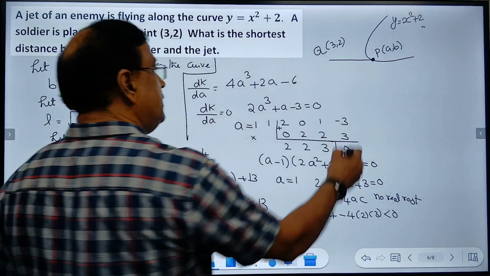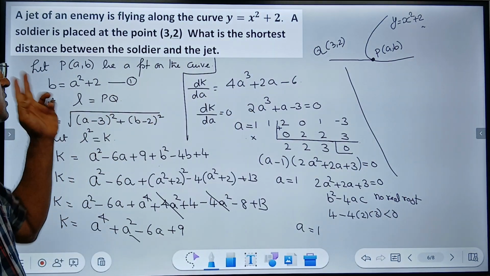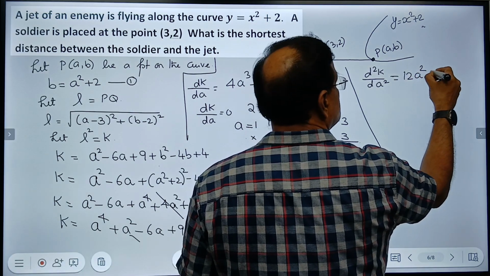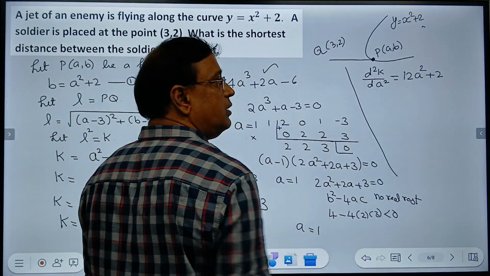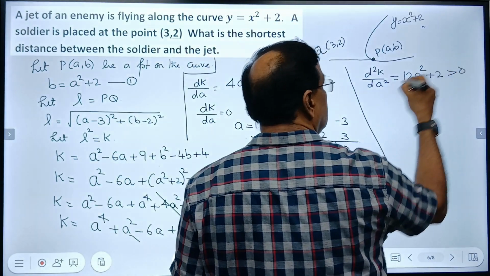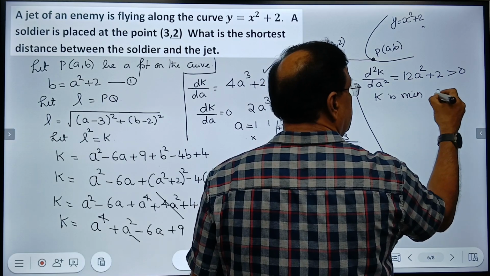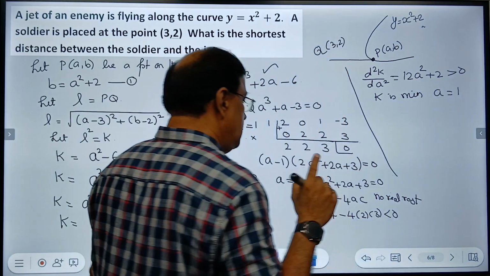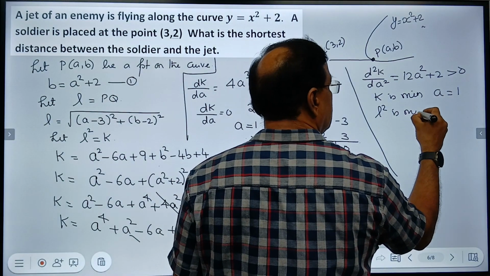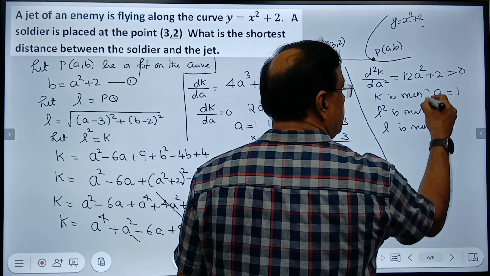Now go to the second derivative. Why do I go to the second derivative? To check whether L is minimum or not. 12a square plus 2. You know 12a square is always positive for any value of a. Therefore this is positive. Therefore k is minimum when a equal to 1. If k is minimum, L square is minimum. If L square is minimum, L is minimum when a equal to 1.